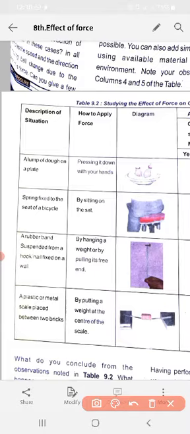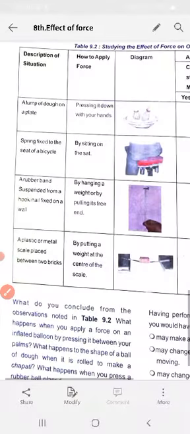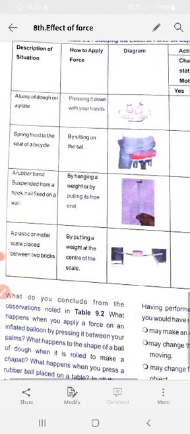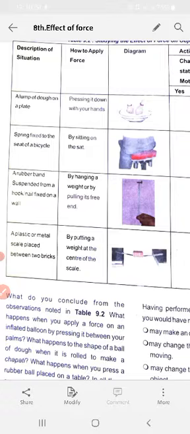We can change the shape. State of the motion change ho gayi, yes or no? No. Change in shape, yes. Spring fixed to the seat of a bicycle. Jab hum bicycle pe chadte hain, usko jo shocker hota hai, spring upar niche karti hai, ya koi aur kursi aajkal hoti hai uski bhi spring hoti hai, uske upar niche karte hain, uski bhi shape change ho gayi, state of motion change nahi hui.